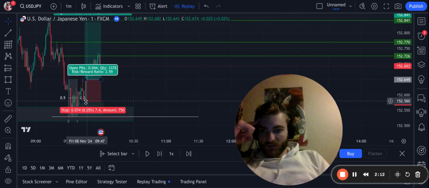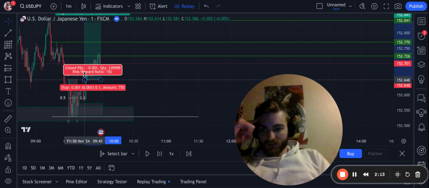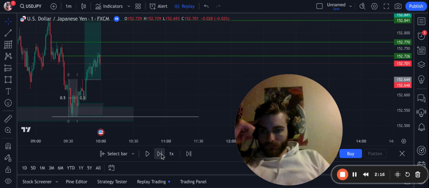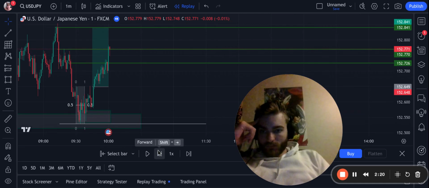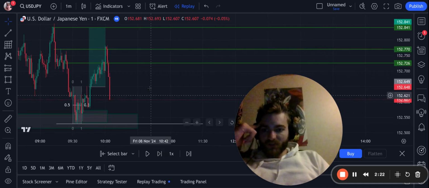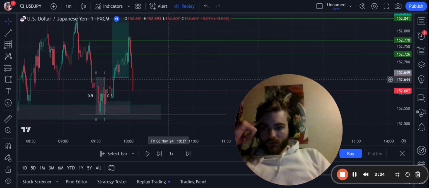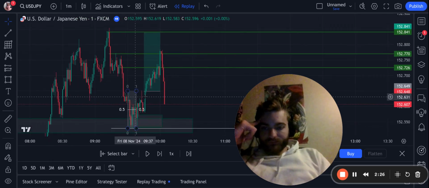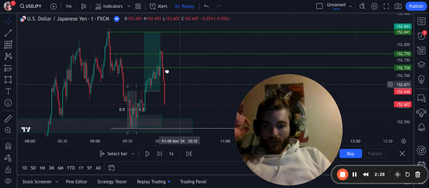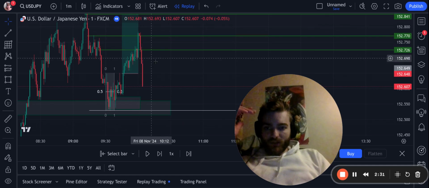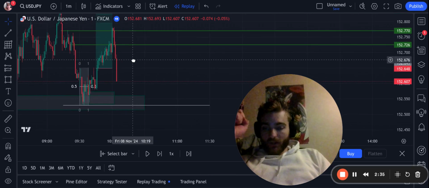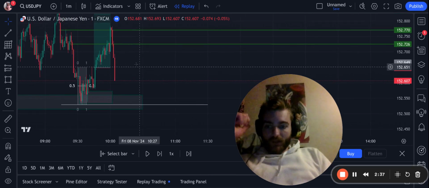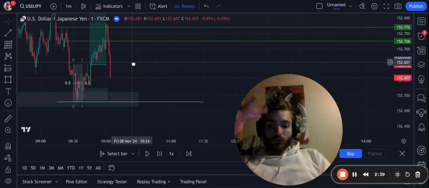Our TP1 gets hit. We move our stop loss to break even. TP2 gets hit as well, and then we get stopped out. Okay, so a similar move did happen, which is what we wanted, and we got an easy, I think it was a 1.6 RR trade, which is great. It's fantastic.